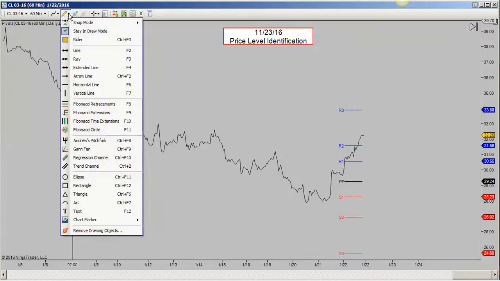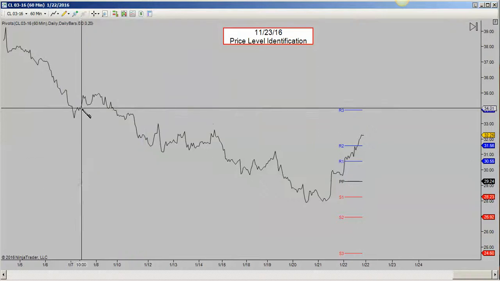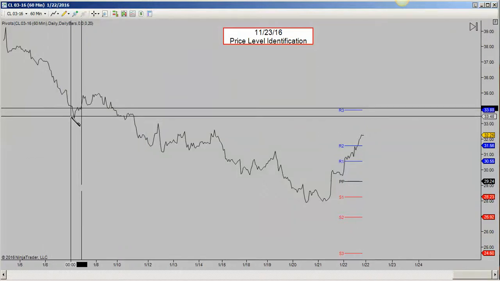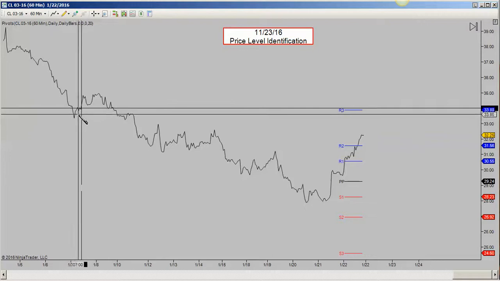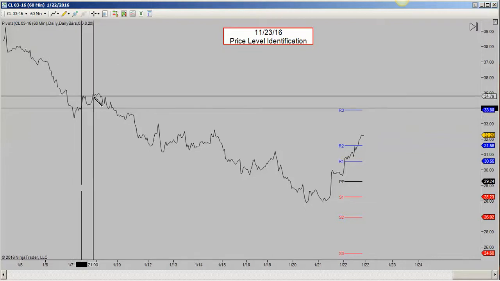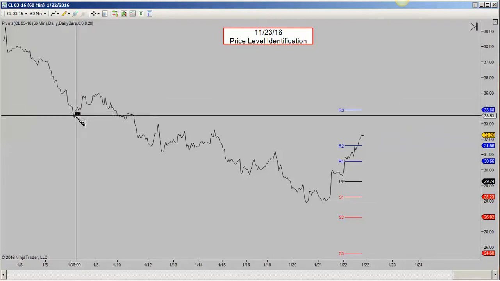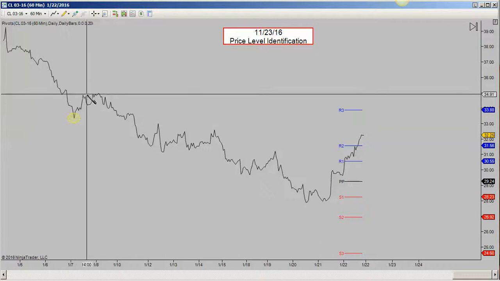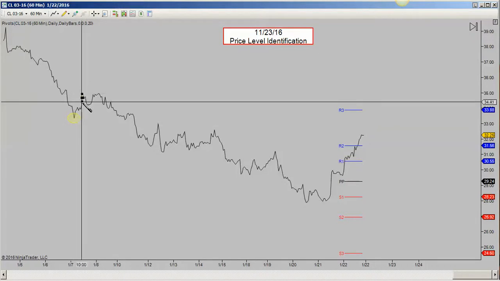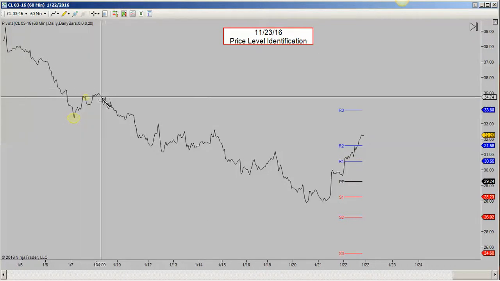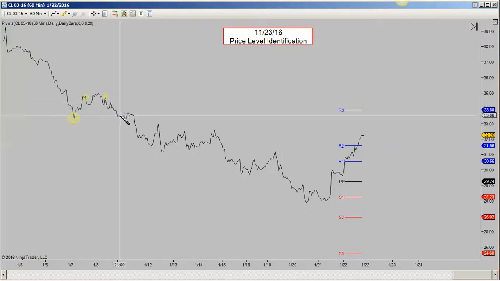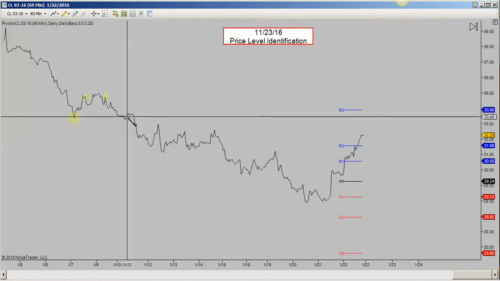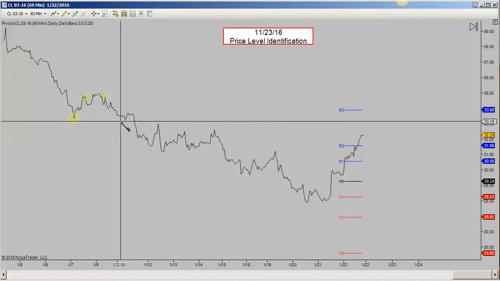Second thing we're going to do is take an ellipse, and we're going to mark the tops and the bottoms, the pivot points on the chart. Okay, so like here, here's a pivot, the highs and lows. Here's a clear pivot point, and they had to be relatively clear pivot points. Okay, there's one.